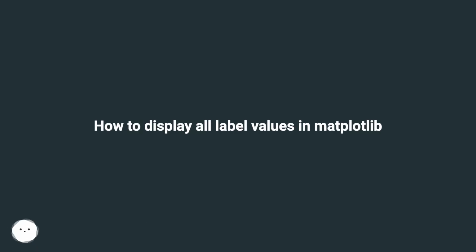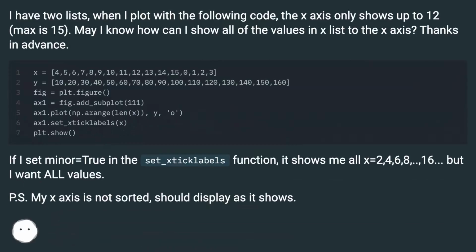How to display all label values in Matplotlib. I have two lists. When I plot with the following code, the x-axis only shows up to 12, max is 15. May I know how can I show all of the values in X list to the x-axis? Thanks in advance.